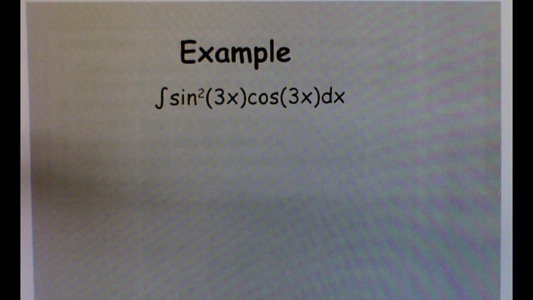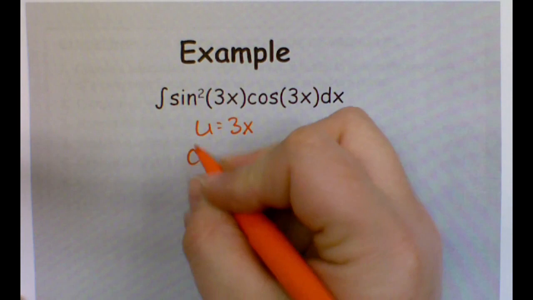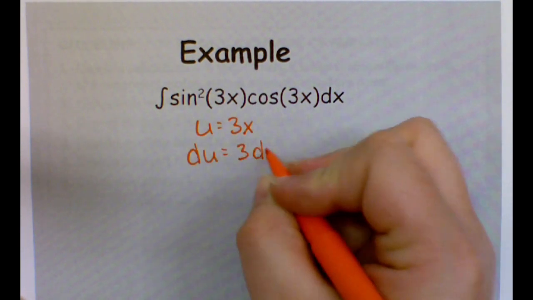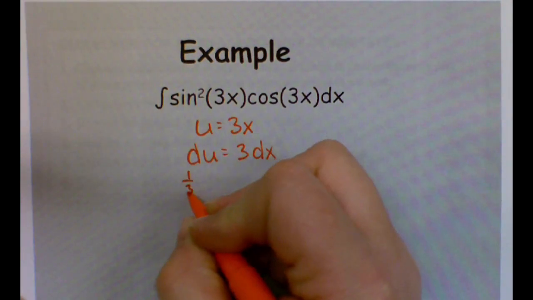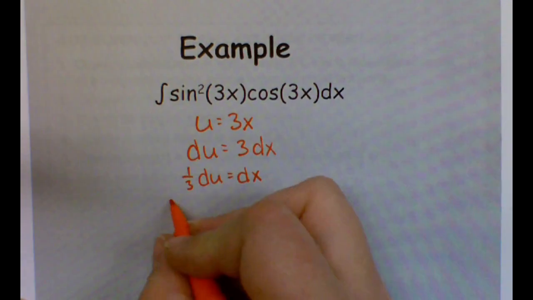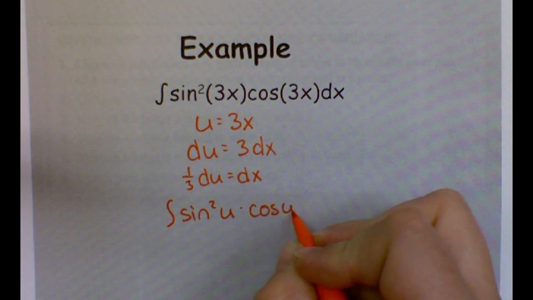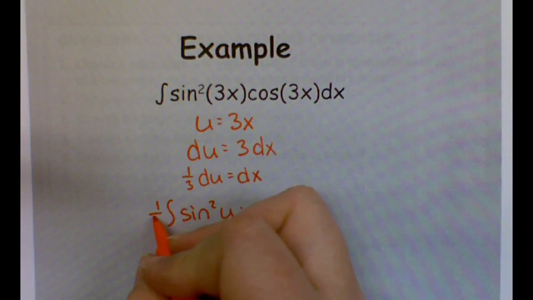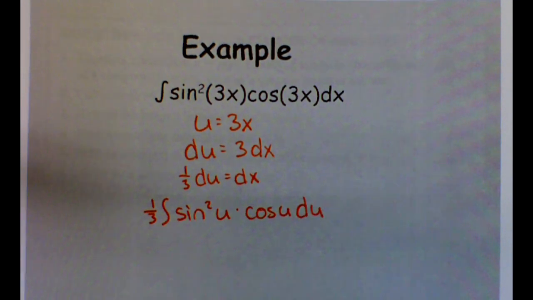Sine squared of 3x times cosine of 3x dx. Well, I can say, all right, u is 3x and du is 3 dx, which means 1/3 du is dx. Okay, so I've rewritten it as sine squared of u times cosine of u du with a 1/3 out front. That still didn't quite help me. But I can actually do it again.